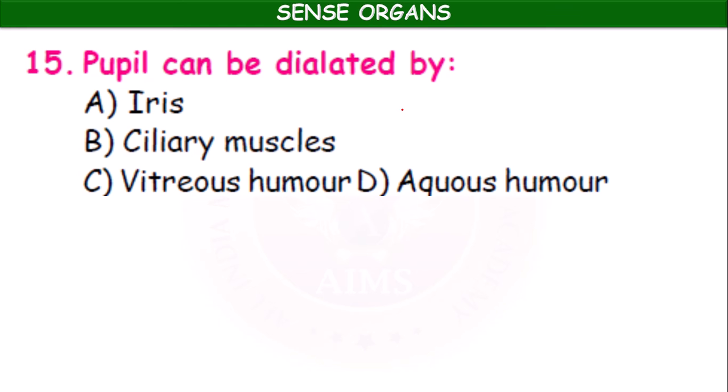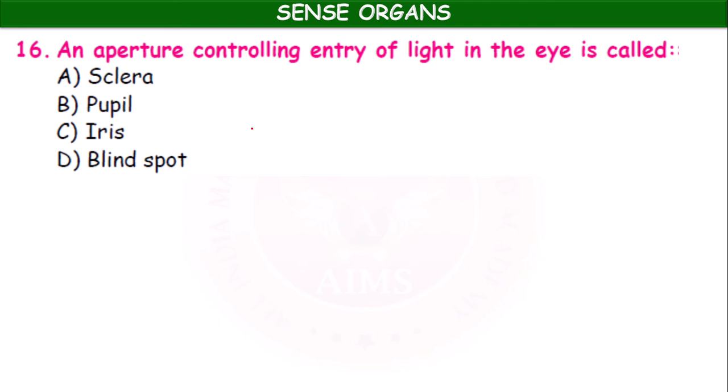The pupil can be dilated by iris, ciliary muscles, vitreous humor, aqueous humor. It is the iris which dilates the pupil. An aperture controlling the entry of light in the eye is called sclera, pupil, iris, blind spot. It is the pupil, a slit-like opening. During dim light it expands, during bright light it contracts and allows the required amount of light to fall onto the retina.